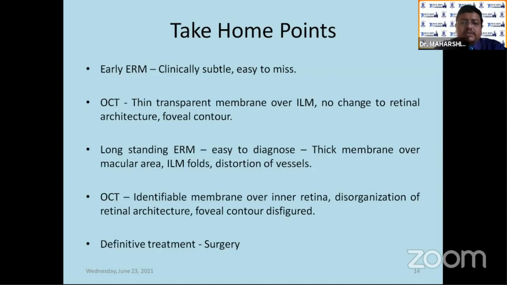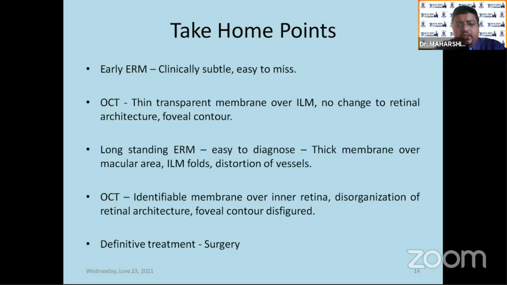Now, in long-standing cases, these are comparatively easier to diagnose. They have a thick membrane over the macular area. The ILM folds can be seen. The distortion of vessels may or may not be present. And a very definitely identifiable membrane over the inner retina is there. There is disorganization of the retinal architecture again, and the foveal contour is disfigured.